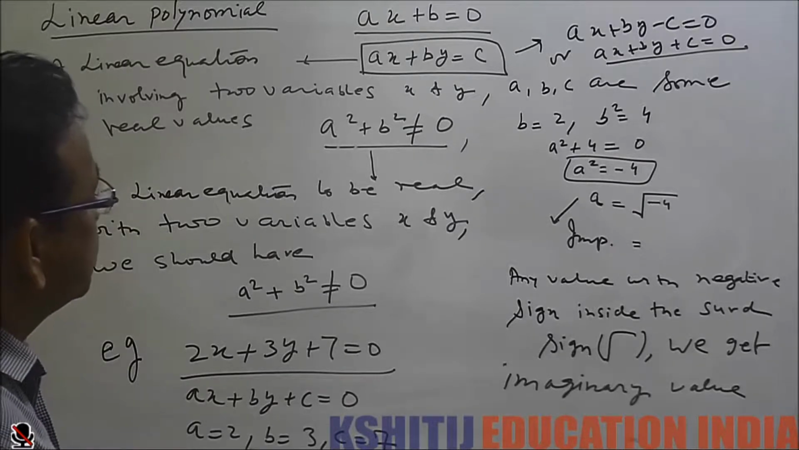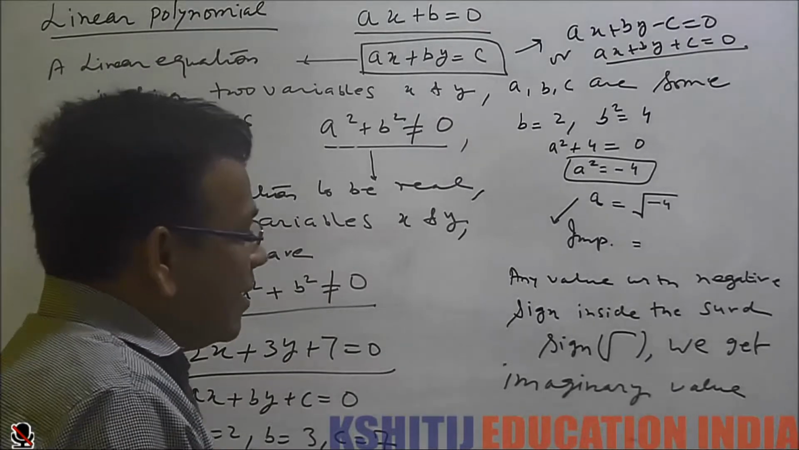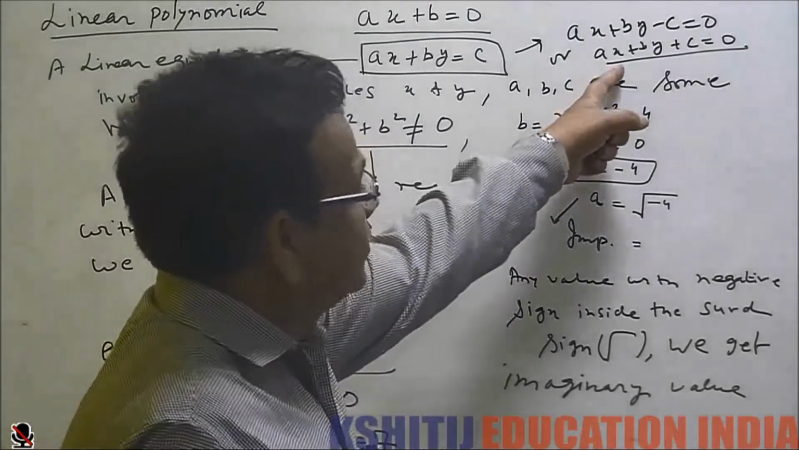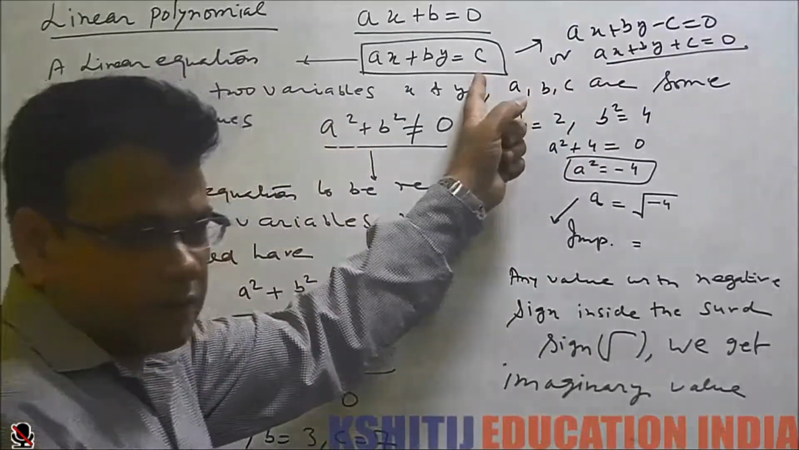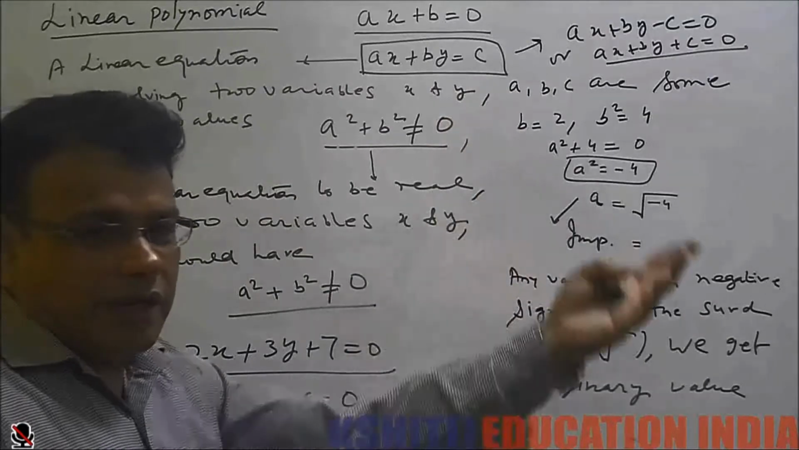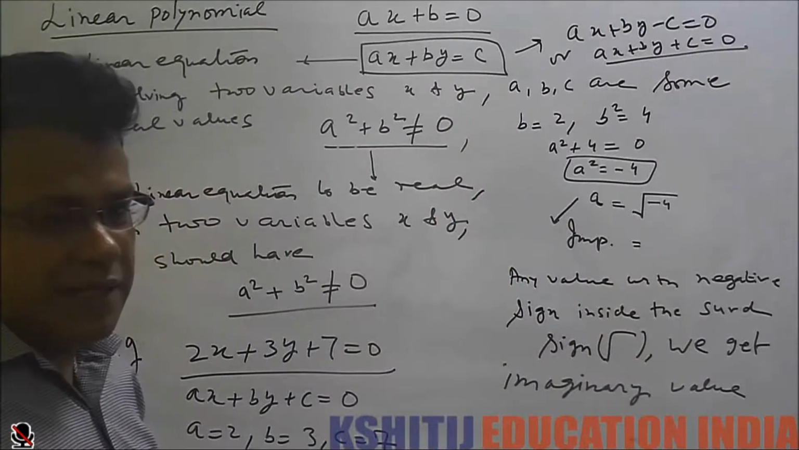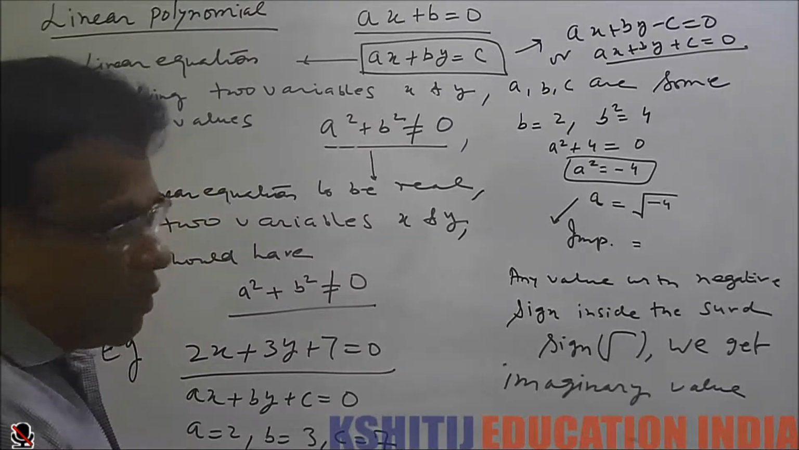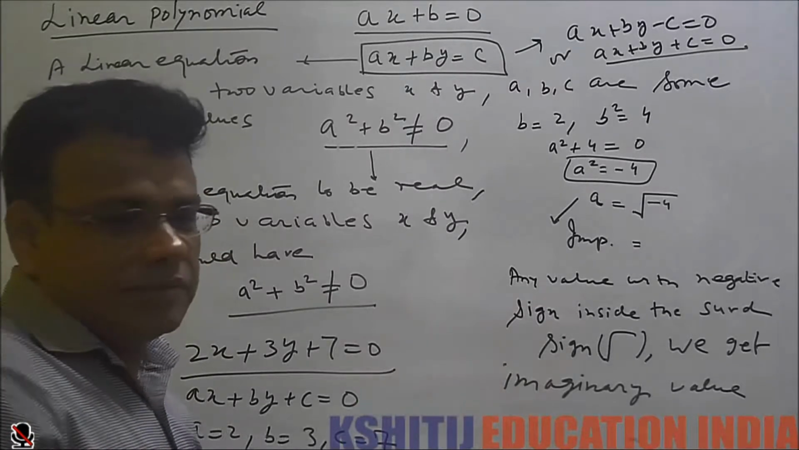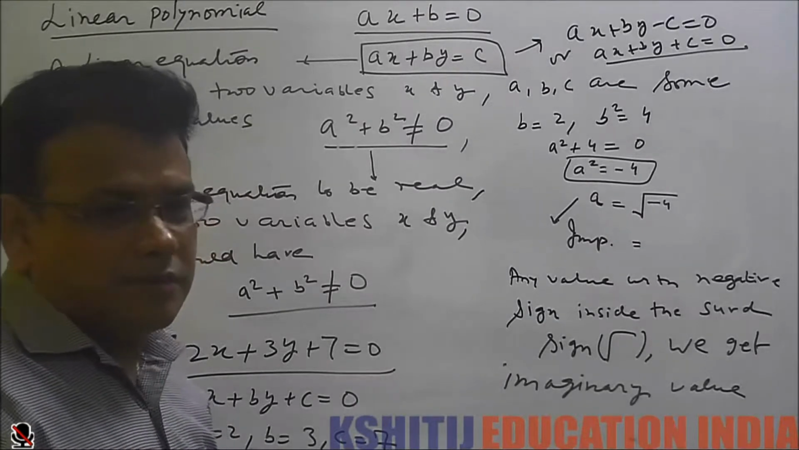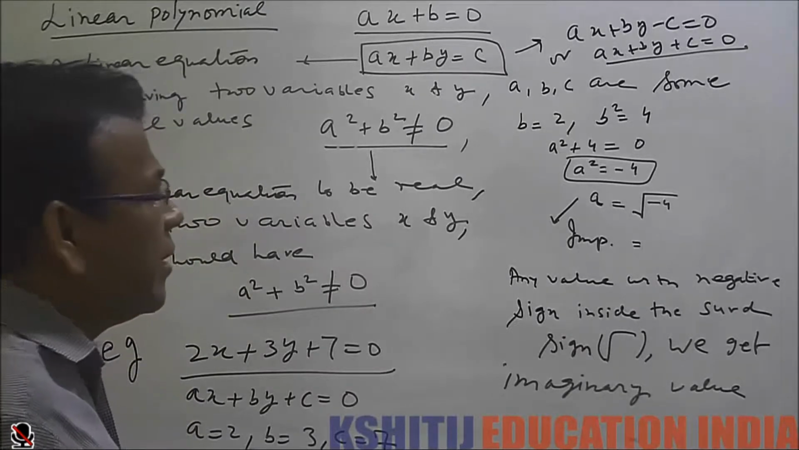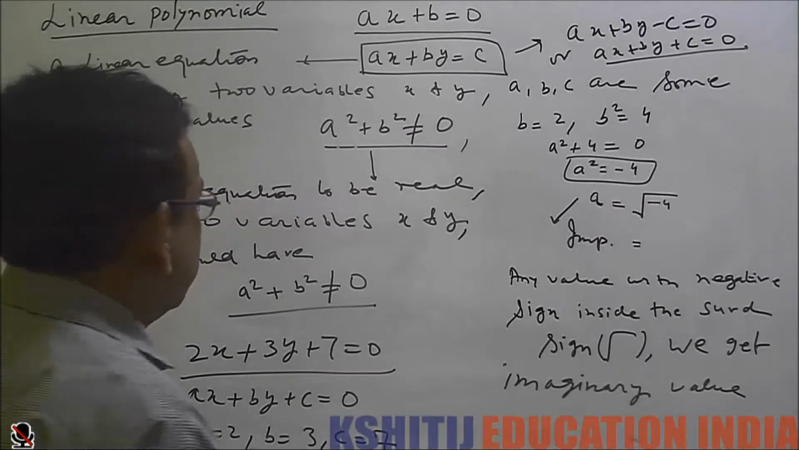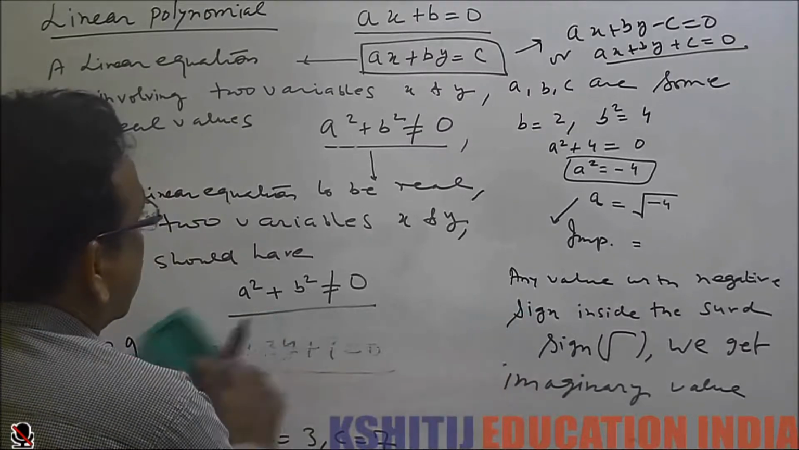So one standard form is this, or you can express it like this also. Take this C on the right hand side. Then you replace minus C with some C or D or anything. These are just some values. That's all.